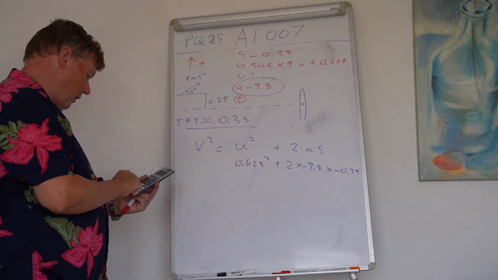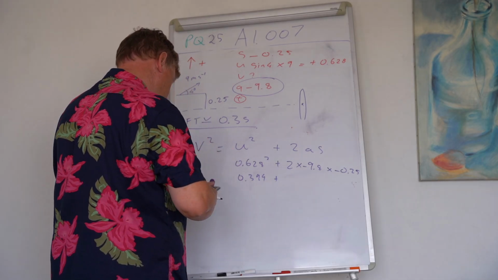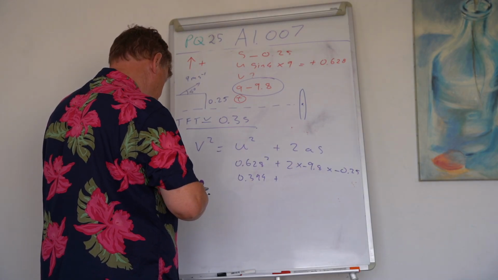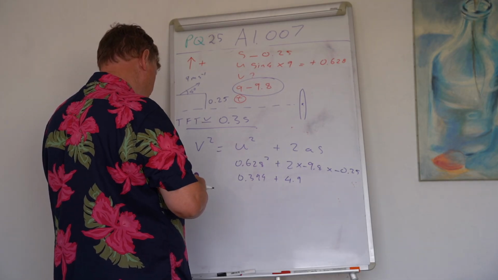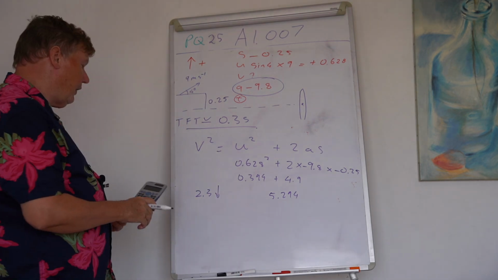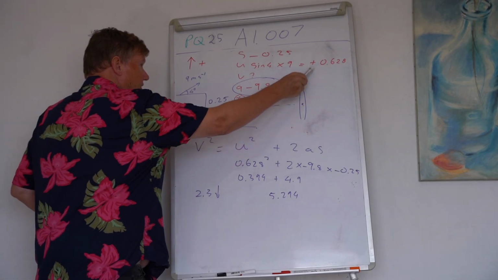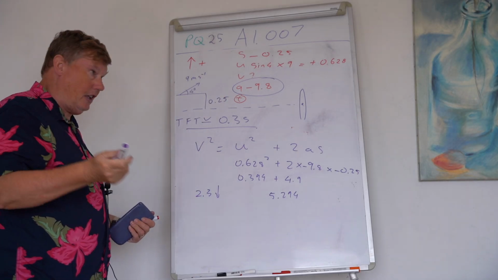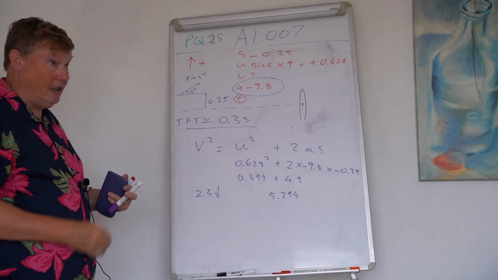Let's go! 0.628 squared, 0.394 plus 2 times minus 9.8 times minus 0.25, 4.9 plus 0.394, 5.294. Square root it, 2.3. It's going down at 2.3. So v is 2.3. Well, this has now become very simple. It started up at 0.628, went up, came back down, and then it was doing 2.3. How long does it take to accelerate from 0.628 up to 2.3 down when it's changing speed at 9.8?